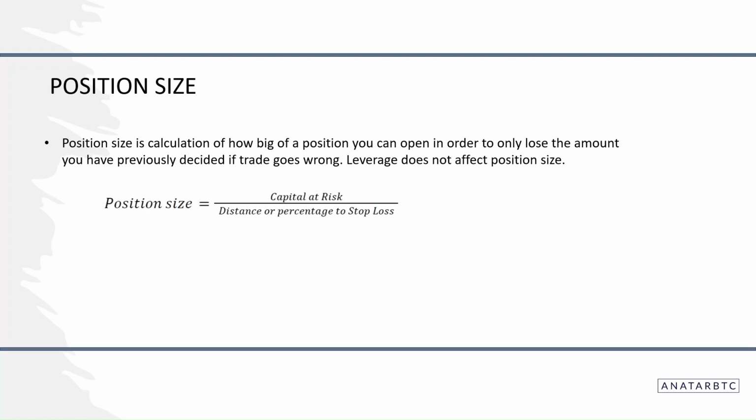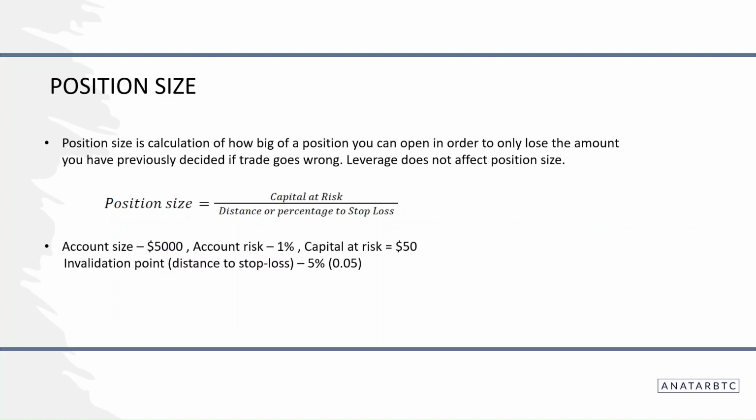This is how position size is calculated. Position size is basically your capital at risk divided by distance or percentage to stop loss. I'll explain this with an example. Suppose you have an account size of $5,000 and your risk is fixed at 1%. So basically for each losing trade, you only want to lose $50, which is 1% of 5,000.